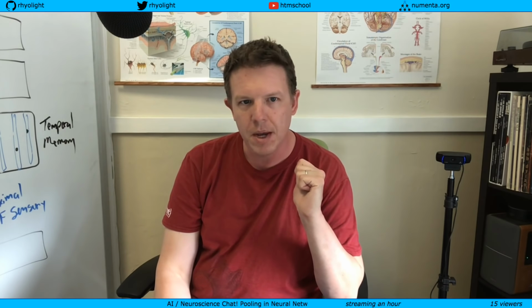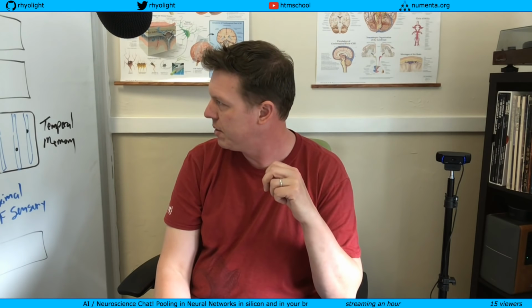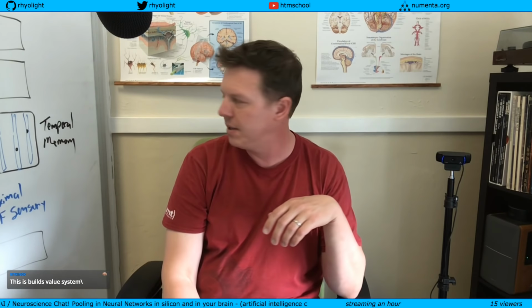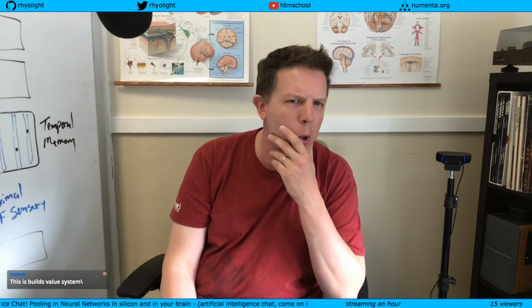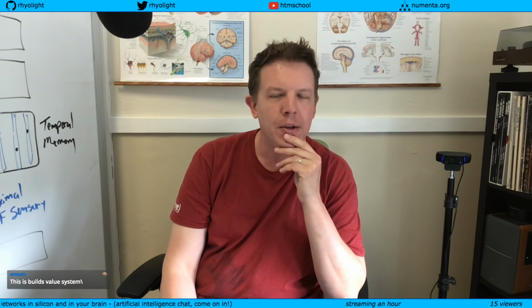I haven't even gotten to object pooling yet. I'm thinking maybe since we've already reached like an hour, I'm wondering if we should talk about temporal memory instead of object pooling, because I think I'm going to have a hard time explaining object pooling without explaining temporal memory.